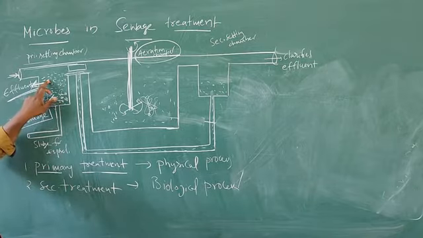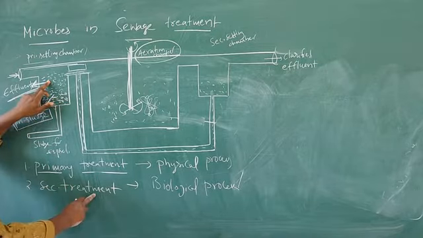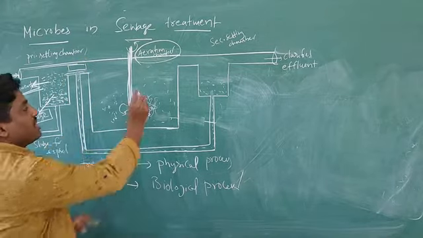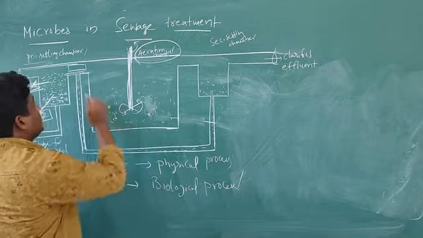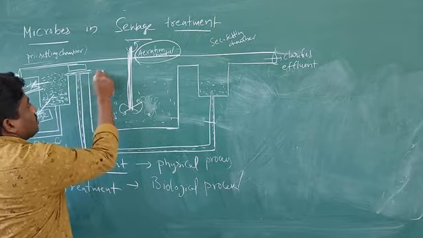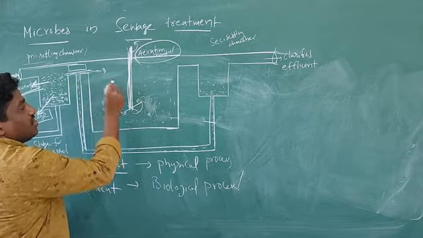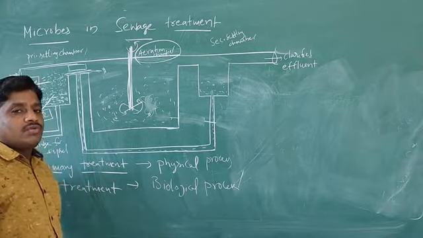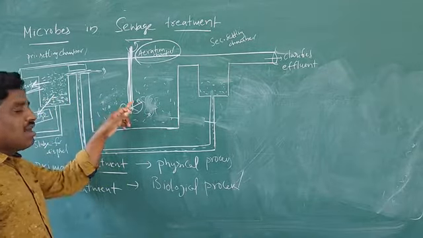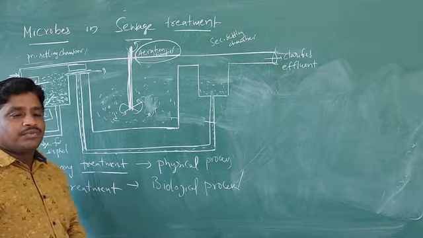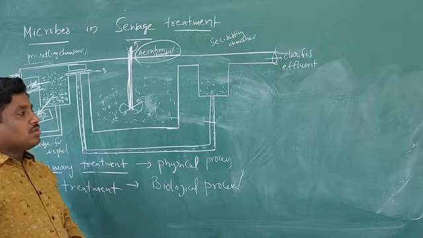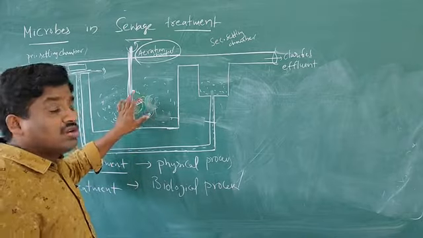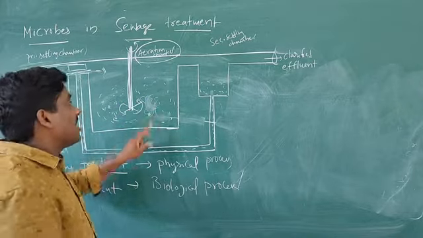These primary effluents, in the secondary treatment, are then transferred into a large aeration tank. Whenever they are transferred into the large aeration tank, they are constantly agitated mechanically.